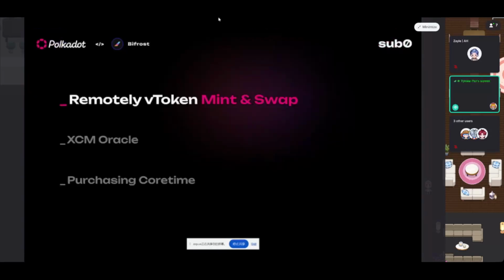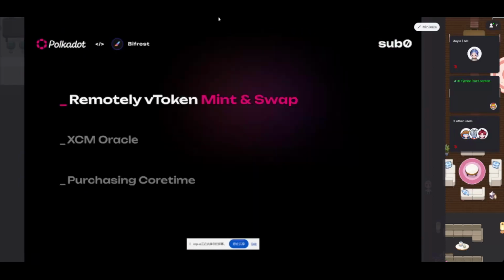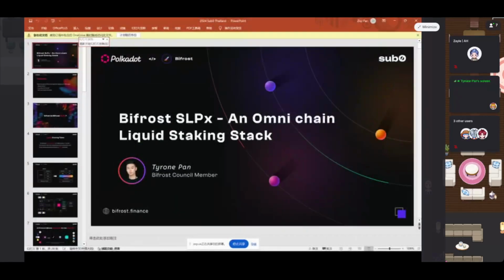Okay, let's get into the use cases of SLPX with some demonstration. The first one is remote V token mint and swap. Okay, let's see it.